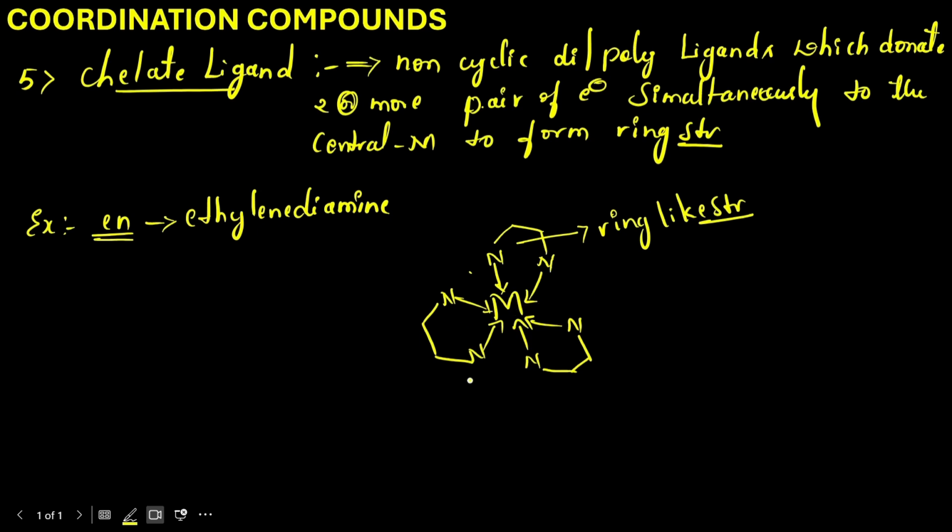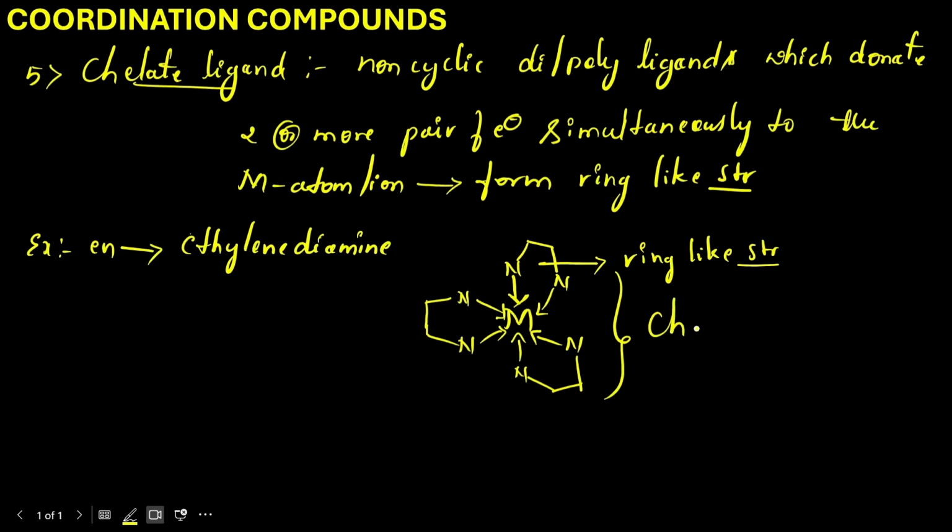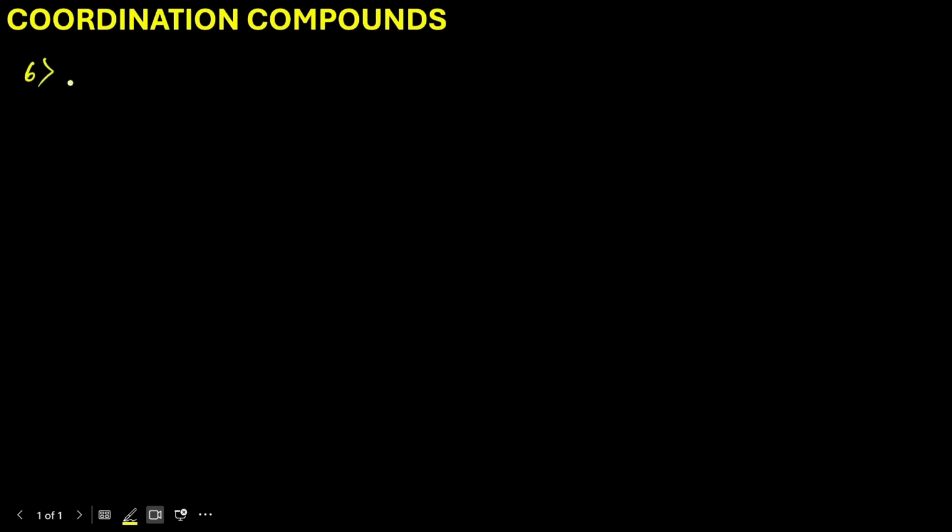Therefore, these types of ligands are called chelate ligands, and these types of complexes are called chelating complexes. And here one more example is ethylene diamine tetraacetate 4 minus. This is also a chelating ligand. Next we will move on to ambidentate ligand.